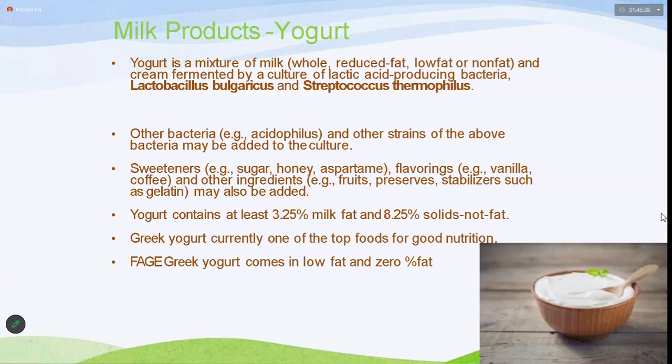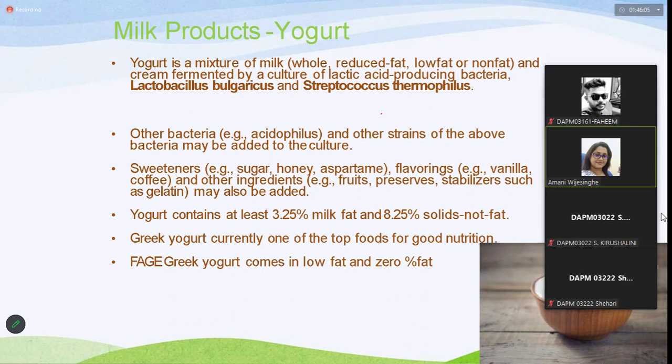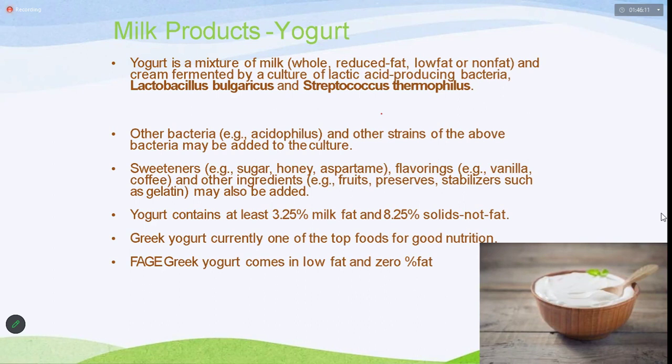Fermentation is the process. Basically we are using two types of bacteria, Lactobacillus bulgaricus and Streptococcus thermophilus, to produce lactic acid. The lactose sugar is converted into lactic acid. Both bacteria work together. The lactic acid lowers the pH, so the milk is preserved for some time and has a different taste.